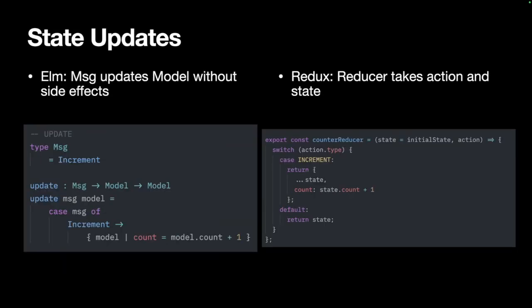Number 3, state updates. So in Elm, we have our message and our model. In Redux, we have our action and our state. Same concept. So in Elm, the update function takes the message and the model, and depending on the message contents, we update the model in a very specific way, or we return a new model in a very specific way. Same with our reducer. We take in some state and some action, and depending on what the action is, in this case increment, we return a new state object.